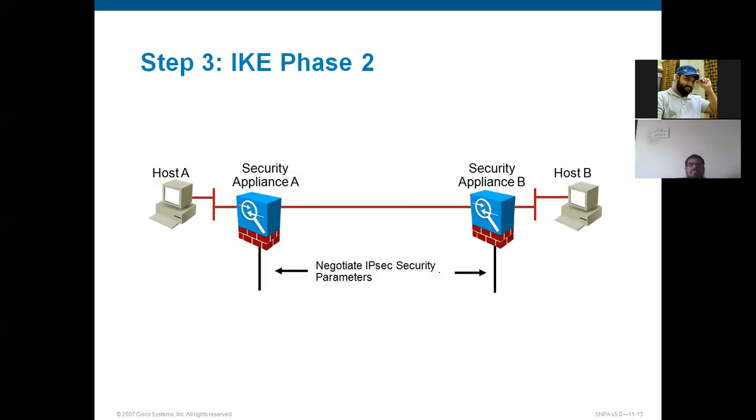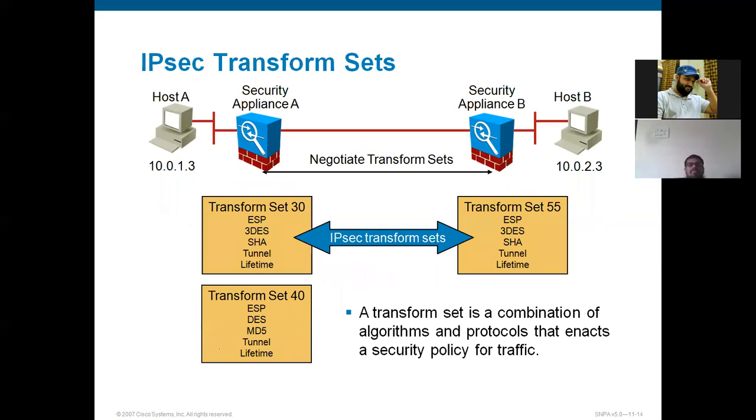Okay, IKE phase two. In phase two, what will happen? Negotiation of IP security parameters. So in phase two also we use some more protocols. See, this is for the data security: ESP, 3DES, SHA. Then the tunnel type and the lifetime. So you need to have the same parameters on this side also. Phase one and phase two parameters. This is called phase one, phase two.